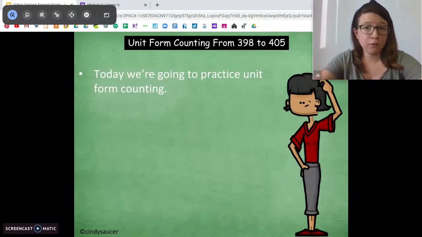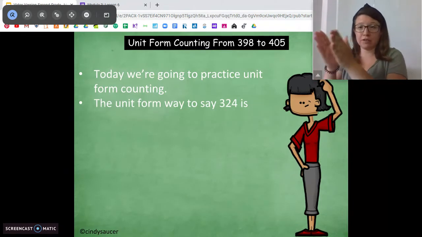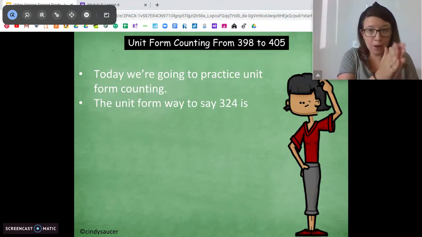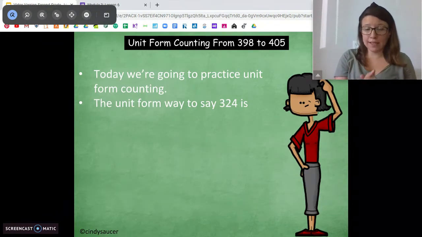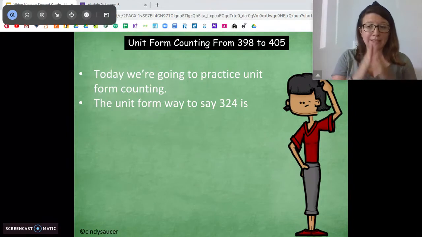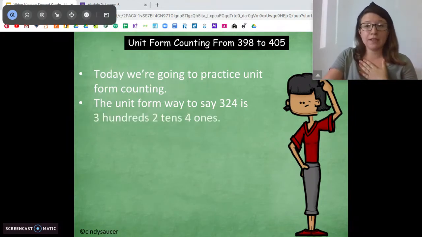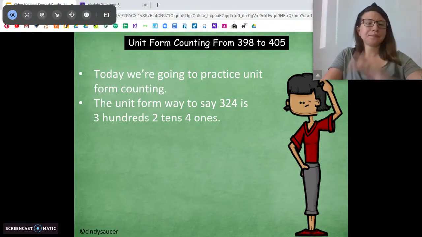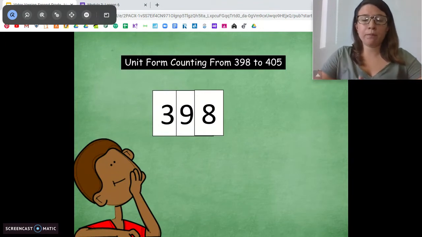Remember, unit form is when you break down each individual unit of the number and you say how many hundreds, how many tens, how many ones. So for example, the number 324, if I say that number, you're going to tell me the unit form is 3 hundreds, 2 tens, 4 ones. So we're going to count that way. Ready? So let's say this number in unit form.